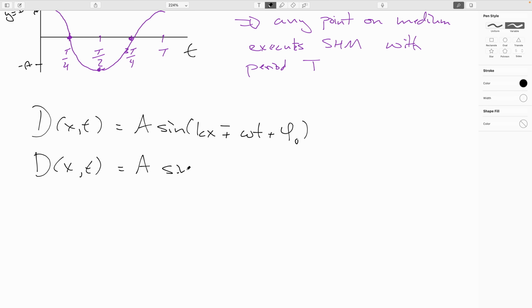It's actually pretty common to also write this, and this is just really a matter of personal preference. You can also write it as A sine of 2 pi times x over lambda minus or plus t over T, plus phi naught. These are the same thing, so it's totally a matter of personal preference whether you want to think in terms of wave numbers and angular frequencies, or whether you want to think in terms of wavelengths and periods. Just don't mix up the two choices. This 2 pi is just me factoring out a 2 pi from each of these.